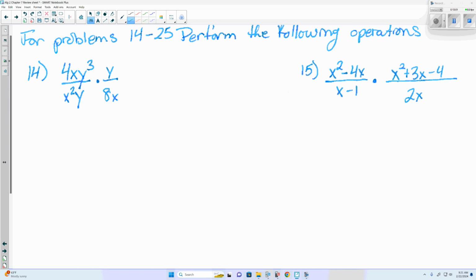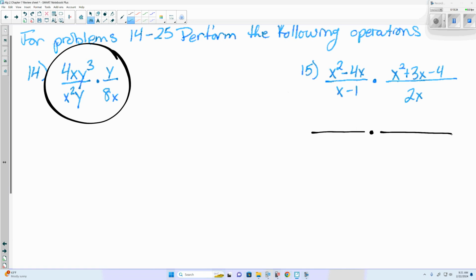14 is not going to show up on the test. We're not going to do monomial multiplications where we have individual terms, like this here. Not going to show up. All the ones that we'll have with multiplication and division are going to be like 15, where we have these polynomial expressions. And before we can multiply anything together, we need to factor it.